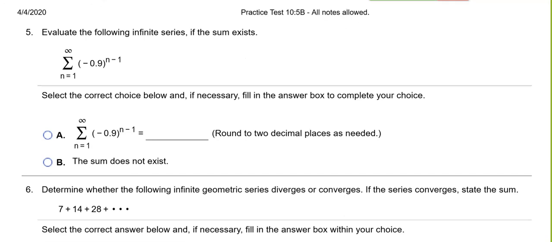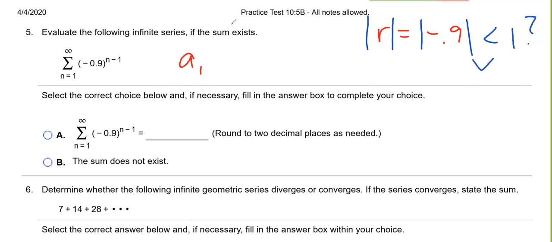All right. Evaluate the following infinite series. Okay, so what's the multiplier? Can you look at that and tell me what the multiplier is? Negative 0.9. It is negative 0.9. So, when you take the absolute value of that, is that less than 1, yes or no? Yes. So that's a yes. So that means I have to use the formula: first term over 1 minus r.